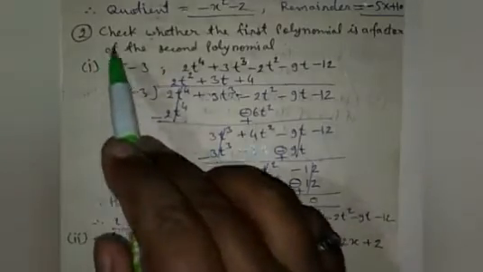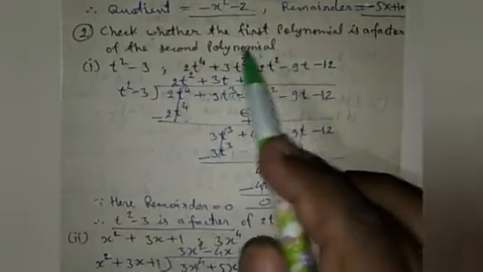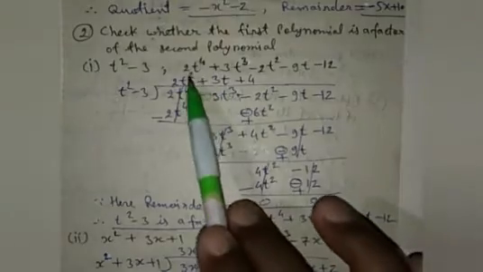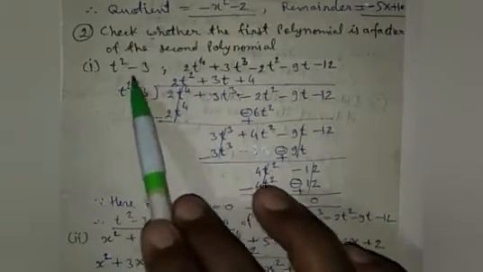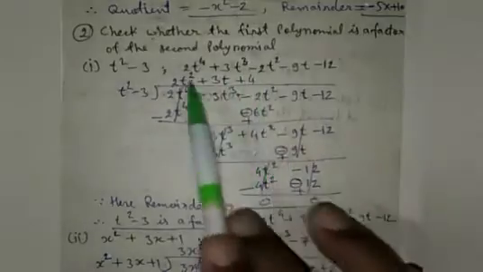In question number 2, check whether the first polynomial is a factor of the second polynomial. Here, as you know, when a number is a factor of another number, then dividing the number by the smaller number will give the remainder 0, because if it is a factor, then it fully divides the number. So here also we will follow the same process. We will divide the bigger polynomial by the smaller polynomial. You have to check whether the first polynomial is a factor of the second, so divide the second polynomial by the first polynomial.